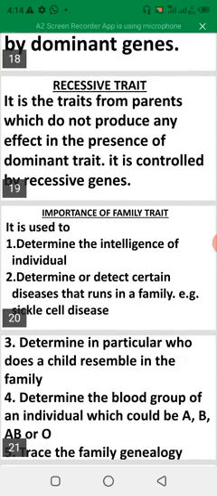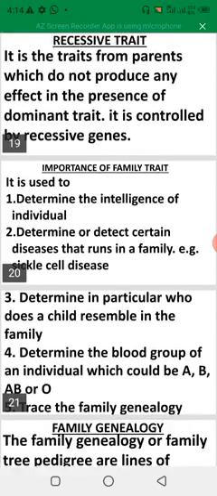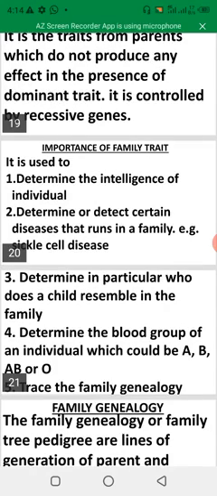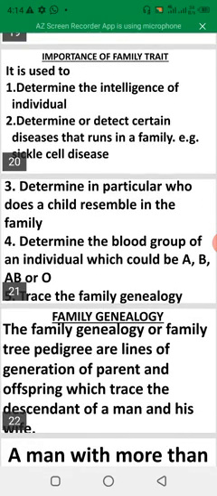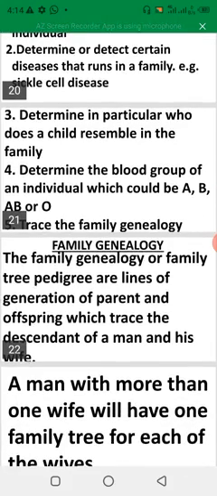The importance of family traits. Number one, it is used to determine the intelligence of an individual. Also to determine certain diseases that run in a family, for example sickle cell disease. Also to determine in particular who a child resembles in the family, and also to determine the blood group of an individual in a family, and also to trace the family genealogy.